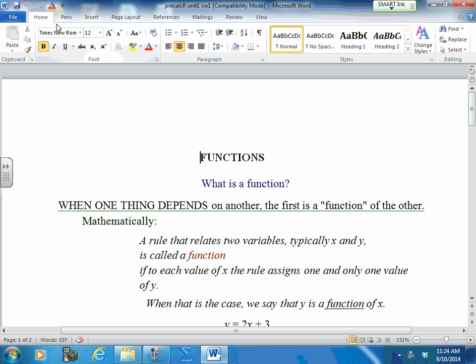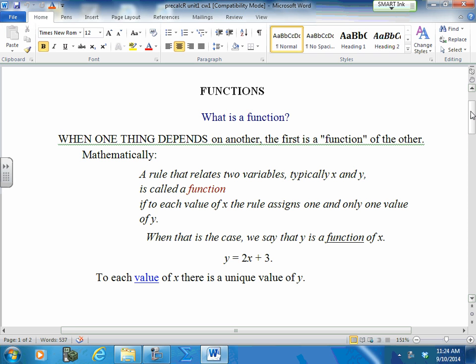So today, my goal is to talk about functions. Talk about functions, talk about domains, talk about range.